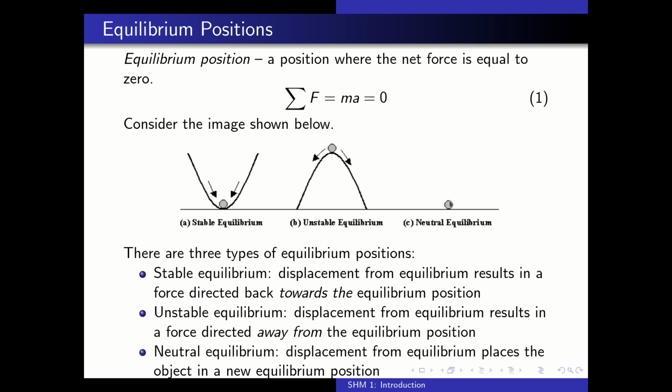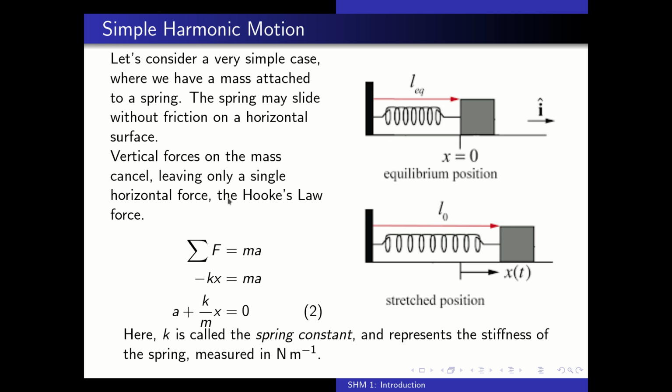Now, in order to get oscillatory motion, we're going to need to see this stable equilibrium, so we can have a force directed back towards that equilibrium position. So the easiest way to start talking about simple harmonic motion is to take a spring and a mass.